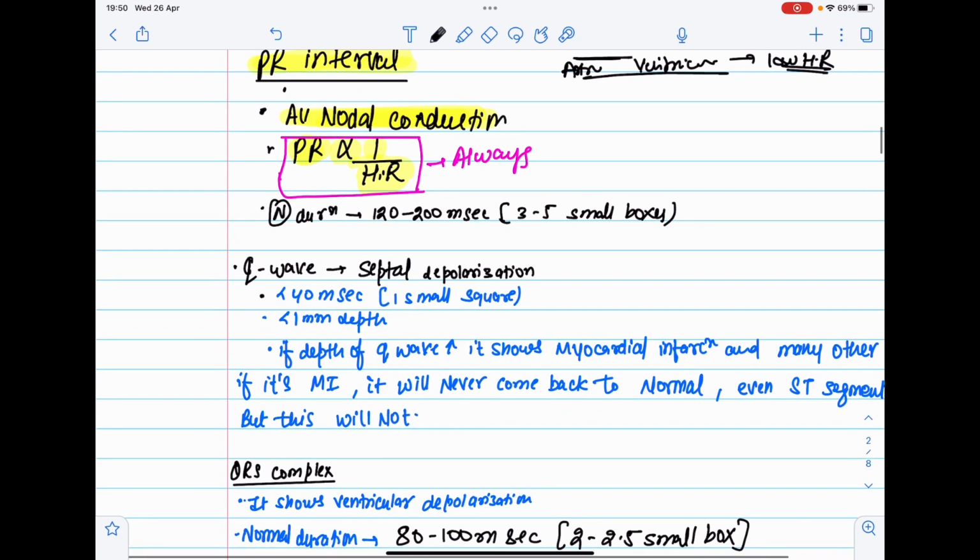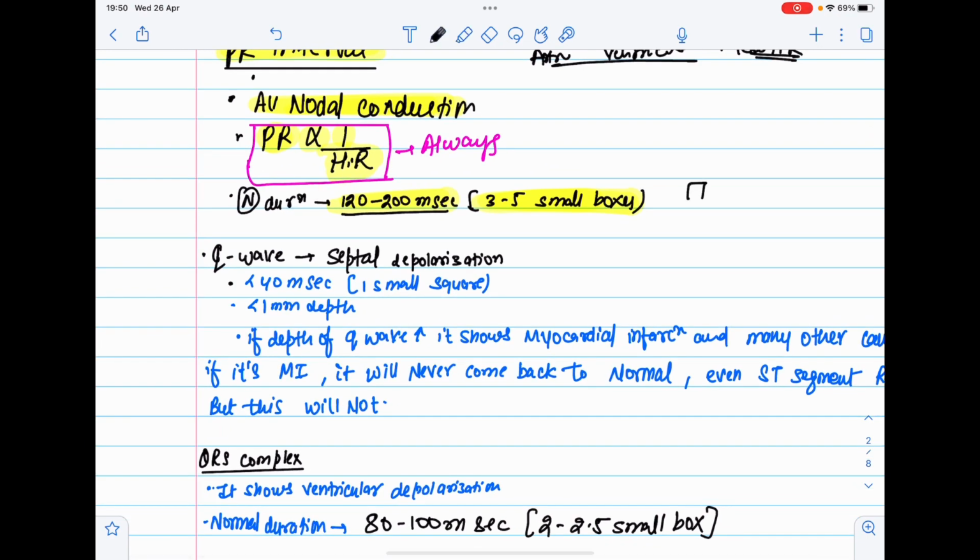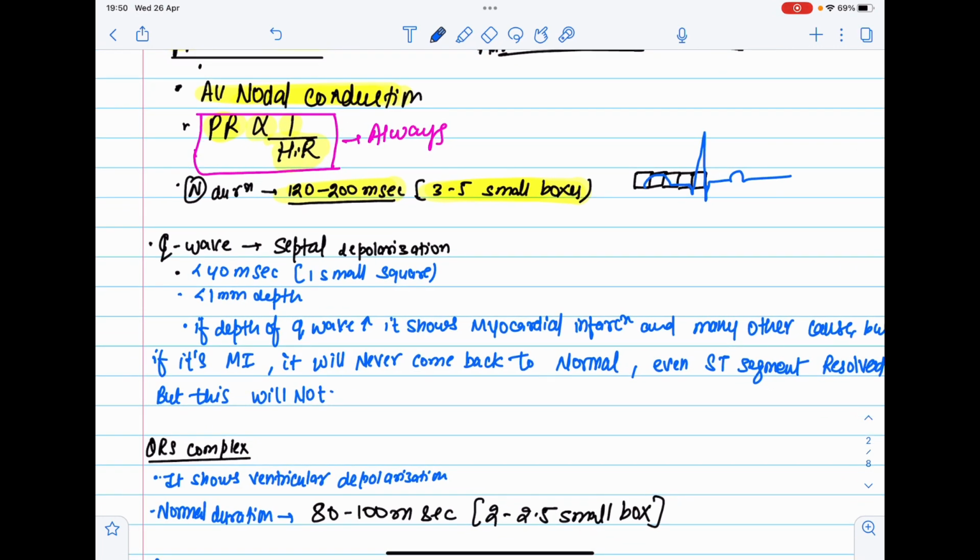So normal duration of PR interval should be 120 to 200 millisecond. It means that it should cover 3 to 5 small boxes only. If I say that this is the small box of ECG, 4 or 5. So this PR interval means P, this isoelectric line, and then QRS complex, and then T wave.